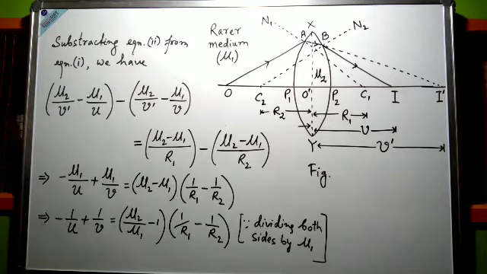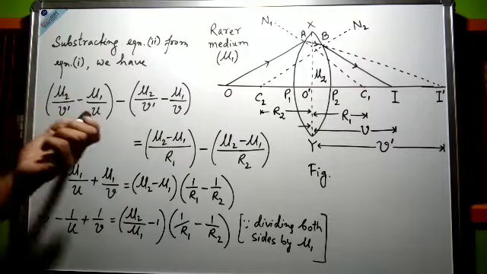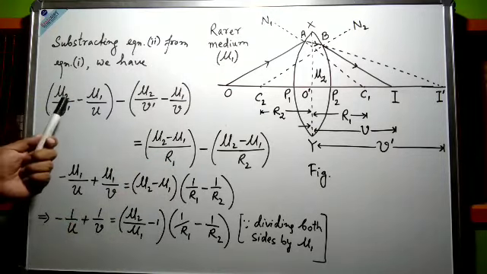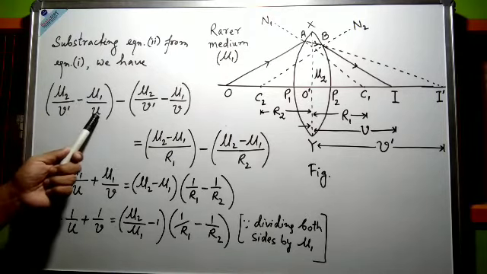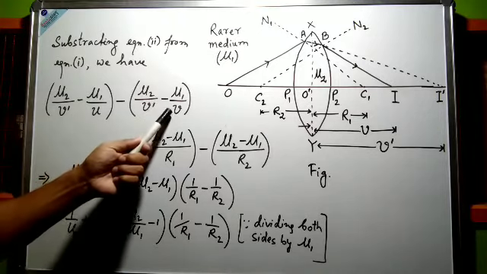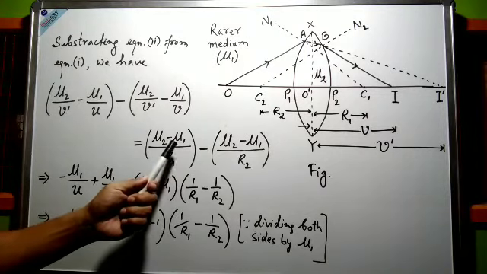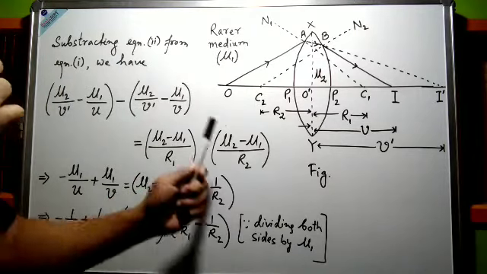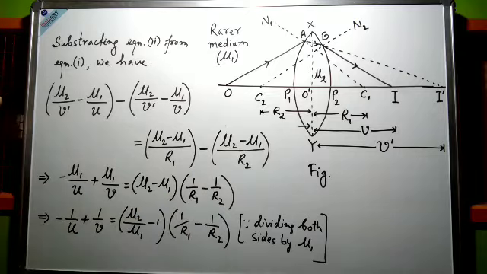On the left side of equation 1 we have the term mu 2 divided by u minus mu 1 by u, and on the left side of equation 2, mu 2 by v minus mu 1 by v, and we subtract. On the right side of equation 1 we have mu 2 minus mu 1 by R1, and on the right side of equation 2, mu 2 minus mu 1 by R2, and we subtract.